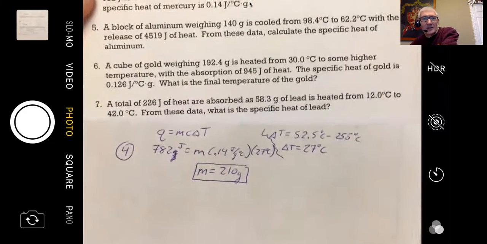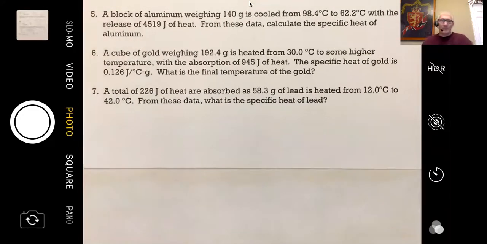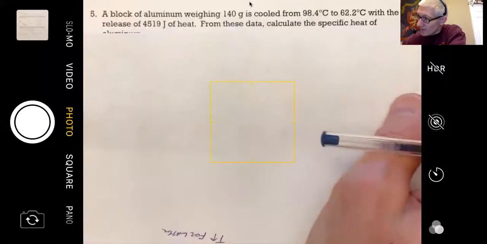And let's go ahead and do number 5. All right, block of aluminum, 140 grams, cooled from 98.4 to 62.2. All right, and we know that it releases heat. So now we're getting something that, let's see here, number 5, I'm sorry, I couldn't see it on my screen.